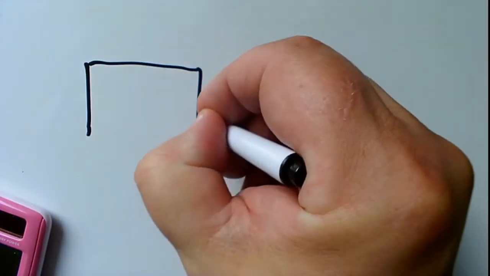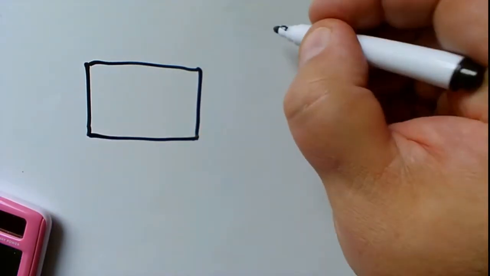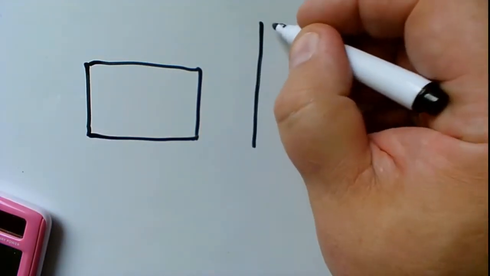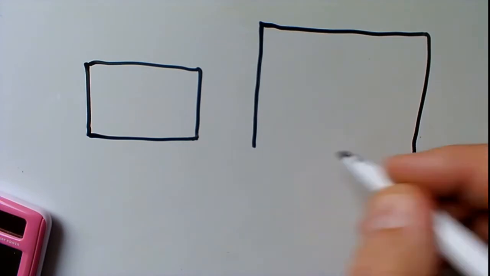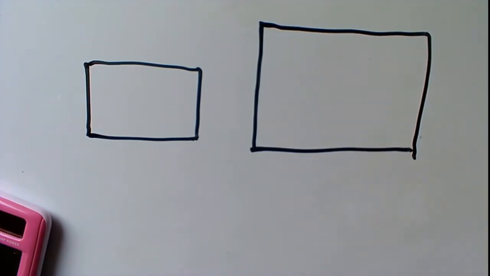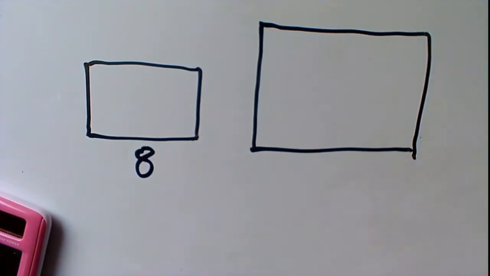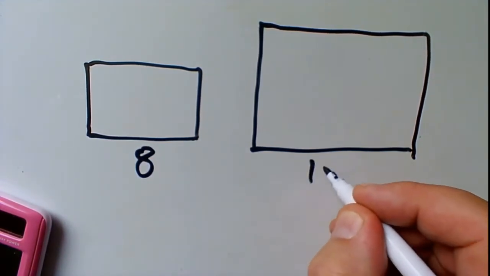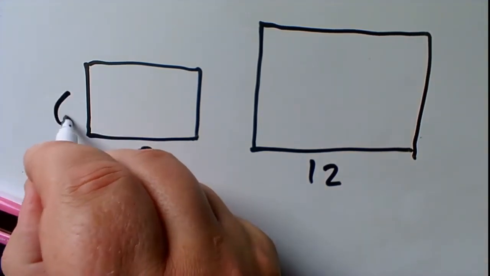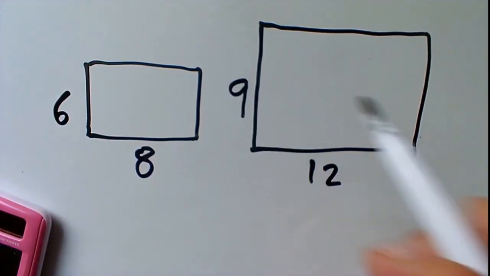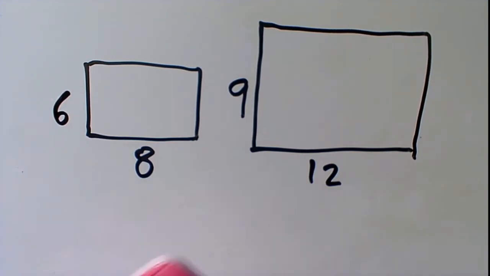So again, we'll just stick with rectangles. It does work with any shape actually, but you just might need quite a few lengths on it. Rectangles are nice because we've only got 2 lengths to look at. So let's put in an 8 and let's go for 12 there, and let's go for 6 and we'll go for 9 on this one and see whether they are similar.